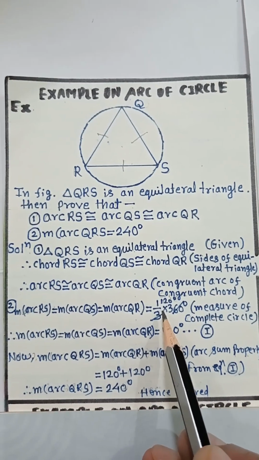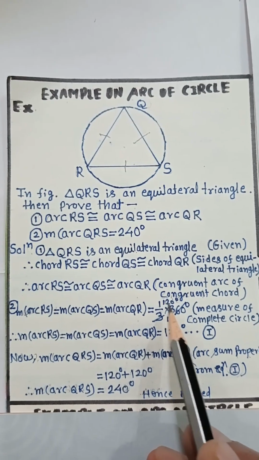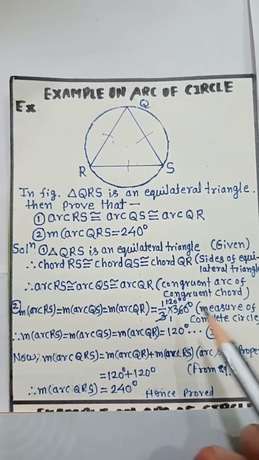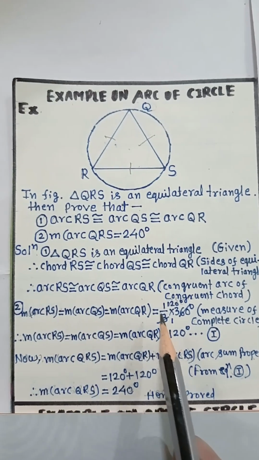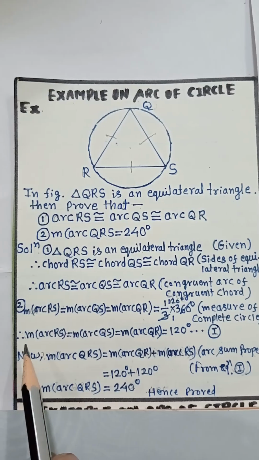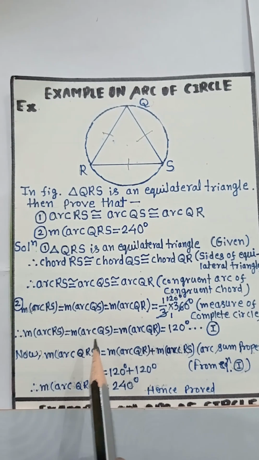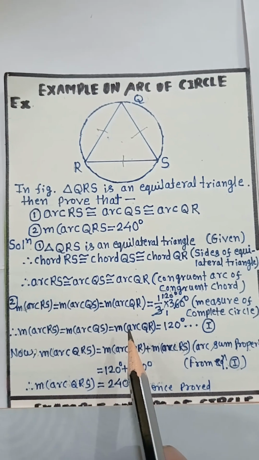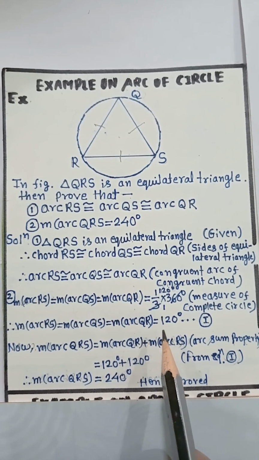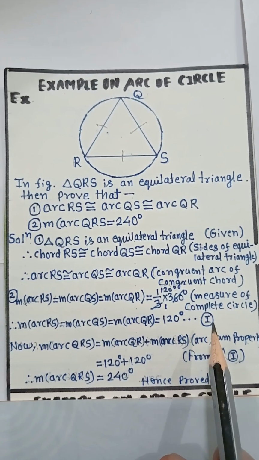Here is division. 3 ones are 3, 3 times 120 is 360, which is equal to 120. Therefore, measure arc RS is equal to measure arc QS is equal to measure arc QR is equal to 120 degree. Give equation number first.